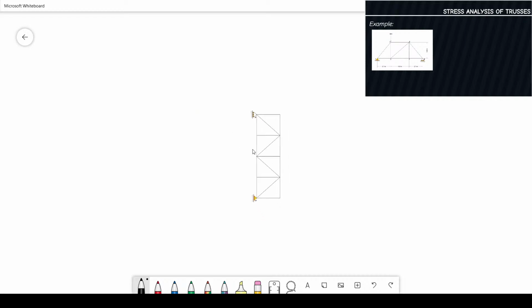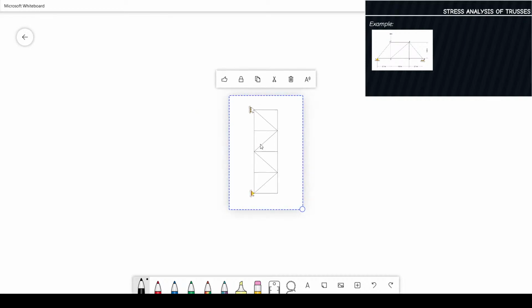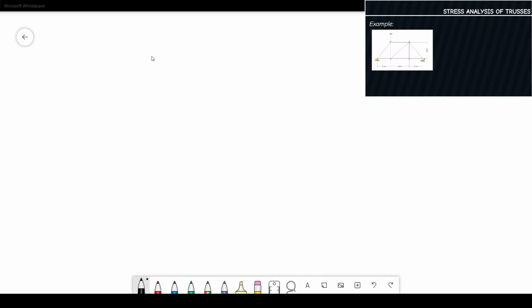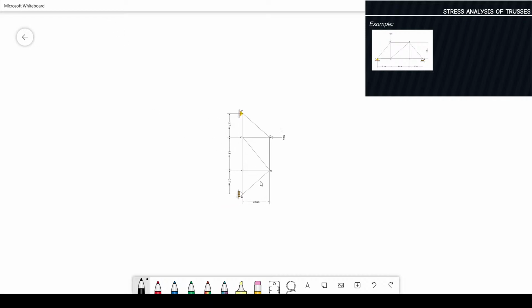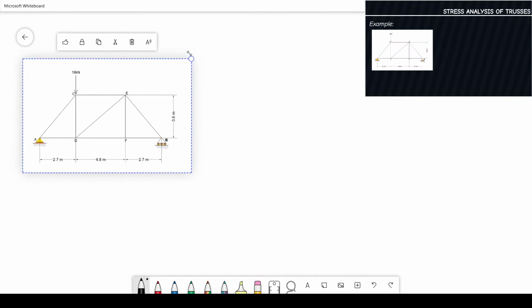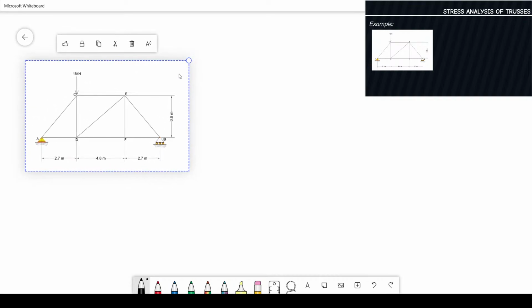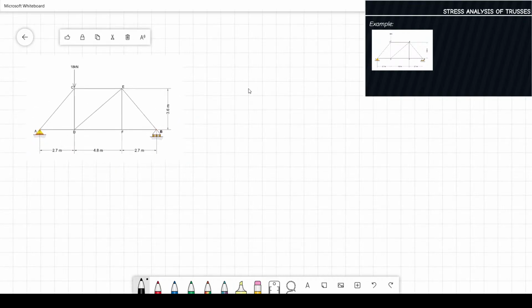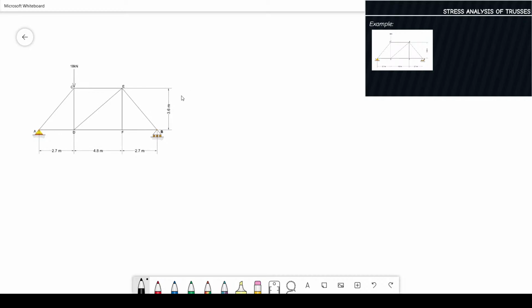So, this is some sort of review based from your CE 214. I will detail how to do the analysis of trusses so that you can review somehow. Okay. So, we have this structure. Can you see it?